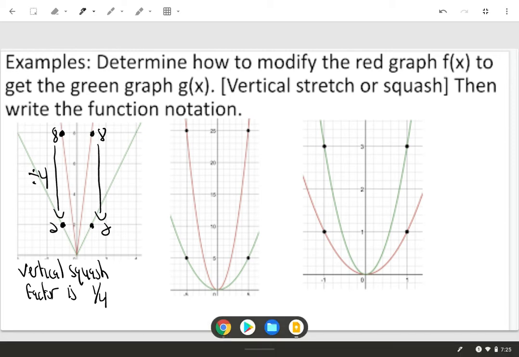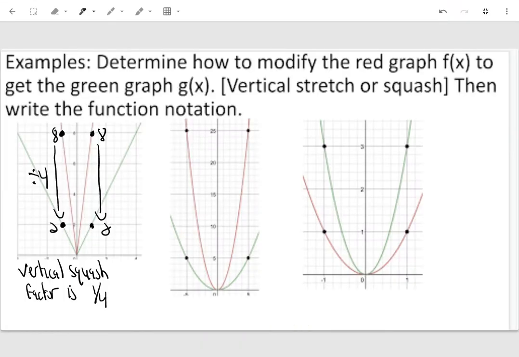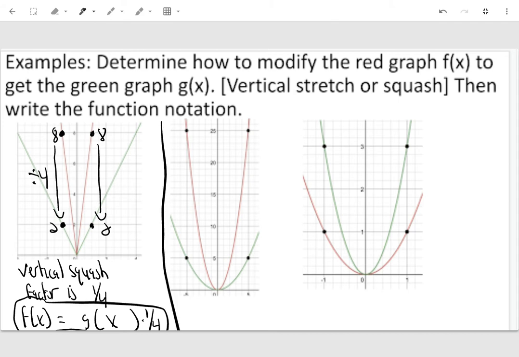To write the function notation, we're going to do just like we did with shifts. Because it's vertical, we're going to put it outside, and we're not going to do the opposites. So we're just going to write times 1/4. So f of x equals g of x times 1/4. And that is all we're going to do. Let's do the second one, the one in the middle.